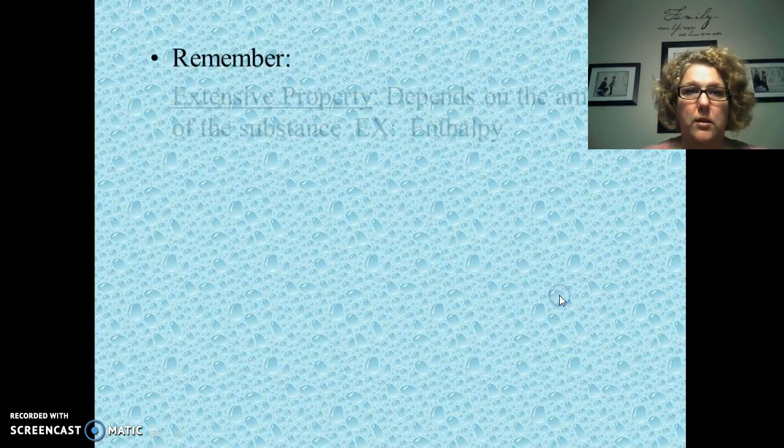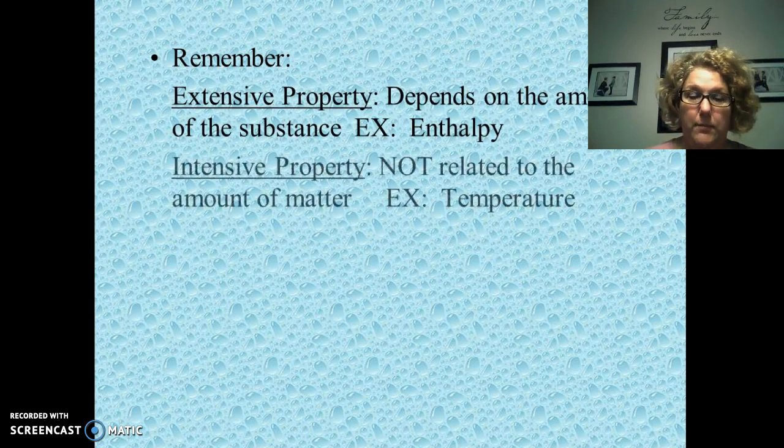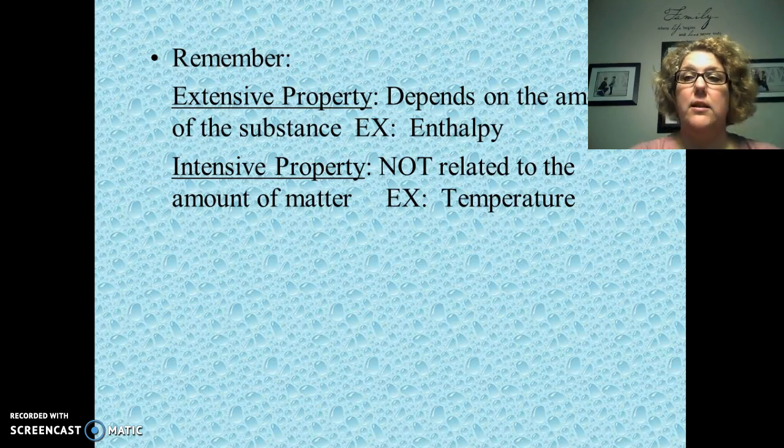All right, so things to remember. Extensive properties versus intensive properties. I have a hard time remembering these myself. I always get them flipped around. Extensive properties do depend on the amount of substance present. A simpler example besides enthalpy would be mass. Obviously, the mass of a substance depends on the amount of the substance present. Mass, volume, and enthalpy, energy, obviously that depends on the amount of substance present as well.